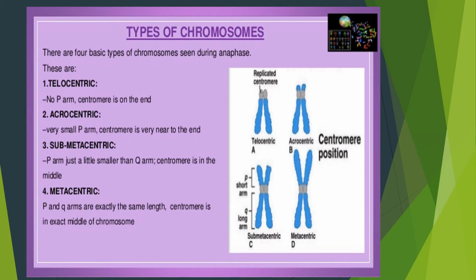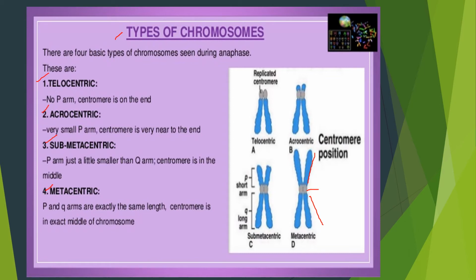Now let's learn the types of chromosomes. Depending upon the position of the centromere, this is the centromere, and the relative length of the two arms, this is one arm and this is the second arm, the human chromosomes are of 4 types: telocentric, acrocentric, submetacentric, and metacentric.